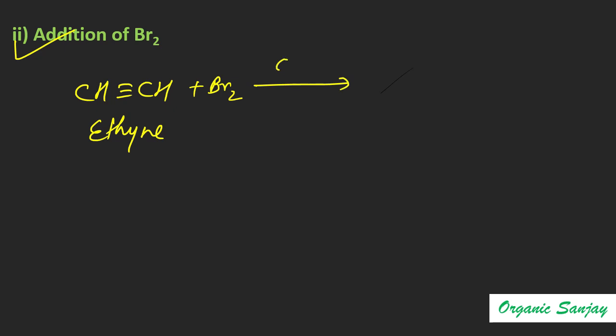Let me write here the equation. CH triple bond CH, so this is ethyne. When ethyne reacts with bromine in the presence of solvent CCl4, one bromine will add to this atom, and one bromine will add to this atom, right? So it will give CHBr double bond CHBr, as one pi bond will break.